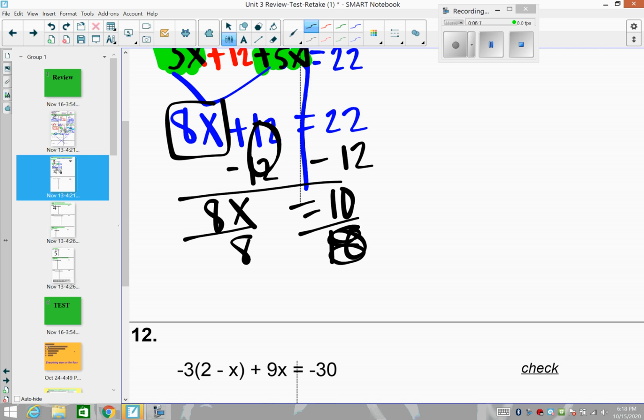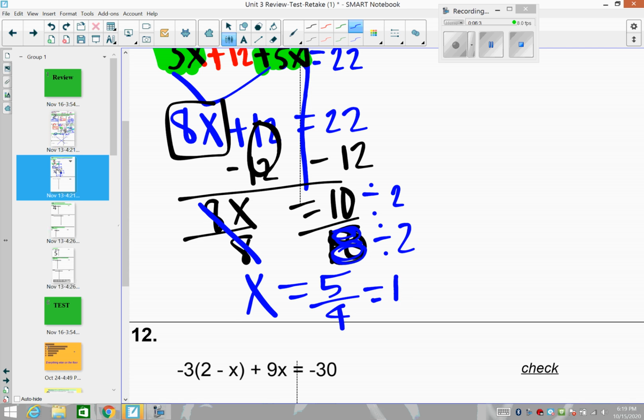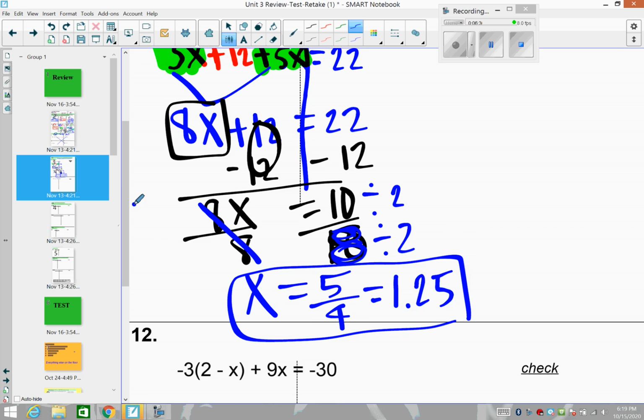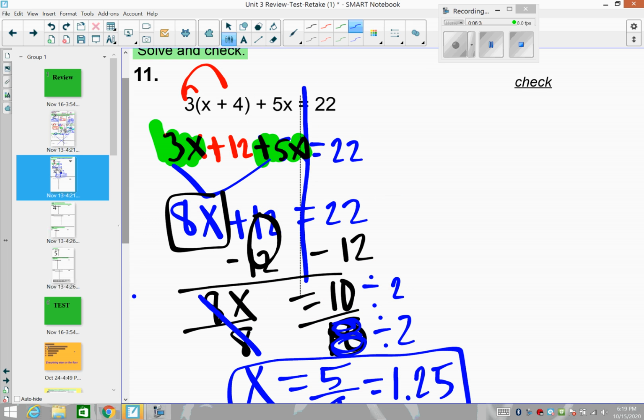This is supposed to be an 8. Let me rewrite that in a different color so we can clearly see that that is an 8. So we get x equals, and I'm going to simplify that by dividing top and bottom by 2. So x gives us 5/4, which is the same as 1.25. So I believe that this is our answer: 5/4 or 1.25.